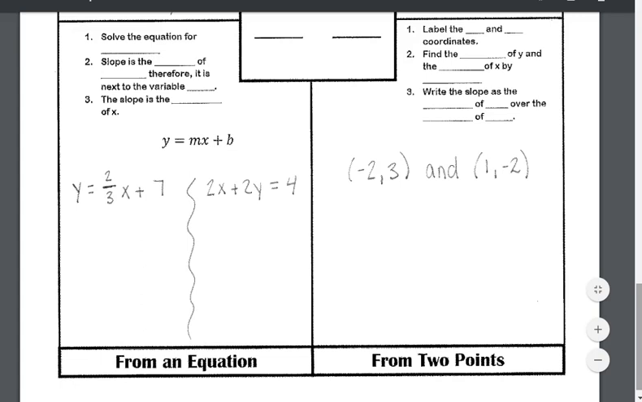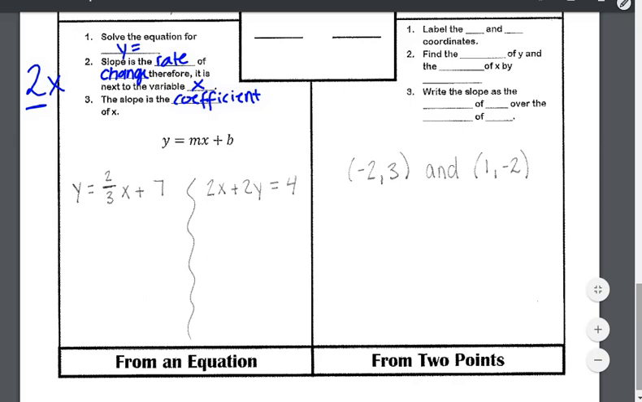Alright, the last 2 boxes here we have from an equation. First step is solving the equation for y. Wants to be y equals. Number 2, slope is, we call it the rate of change. So it is next to the variable x. So your slope is actually technically called the coefficient of x. That just means it's going to be the number that comes right before the x in any equation.